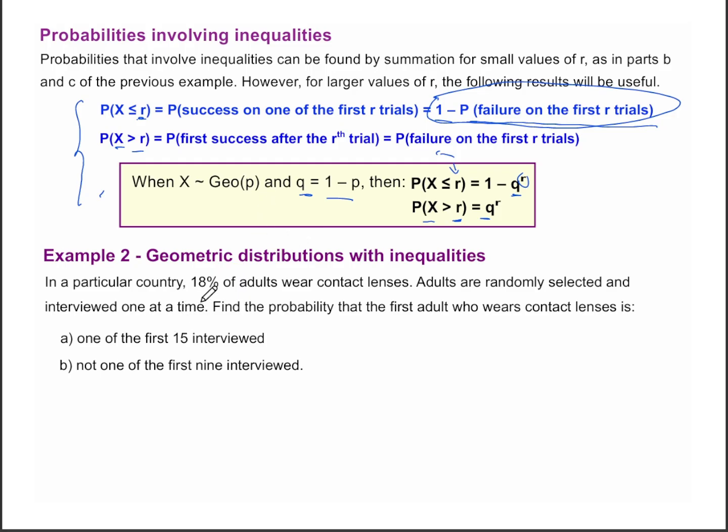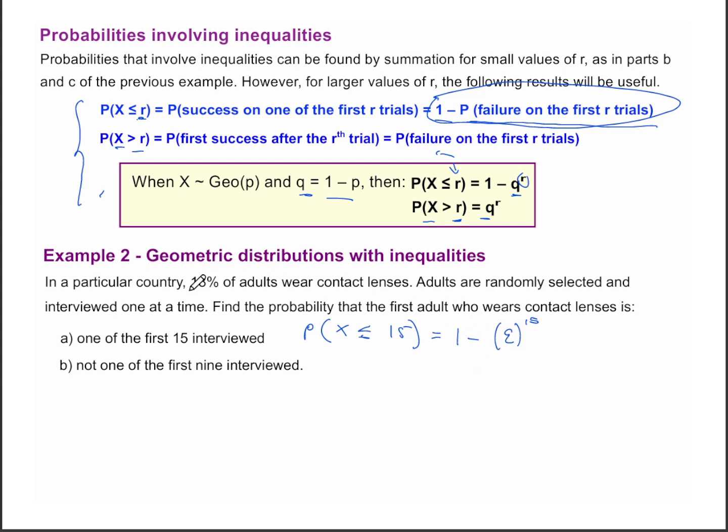In a particular country, 18% of adults wear contact lenses, and adults are randomly selected and interviewed one at a time. Find the probability that the first adult who wears contact lenses is one of the 15 interviewed. That means you're finding the probability of your first success happening on or before the 15th attempt. And that, as we just found out, was 1 minus the probability of failure, q, power r, which is 15 in this case.